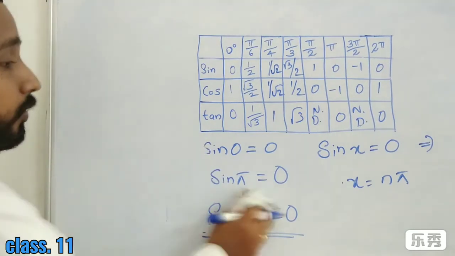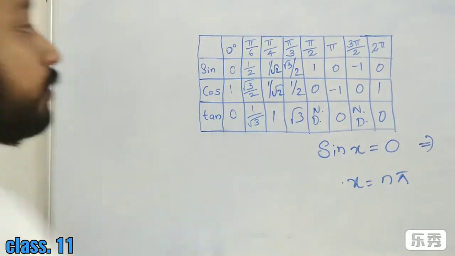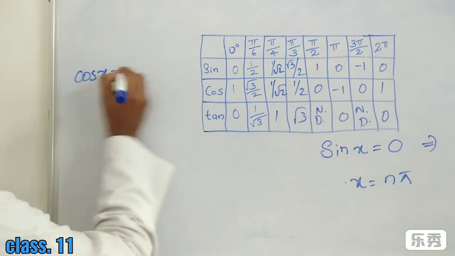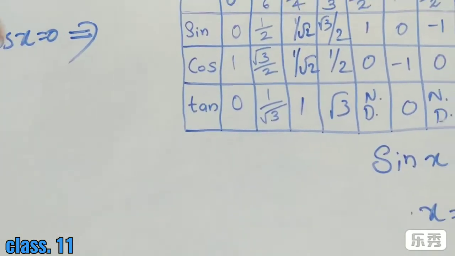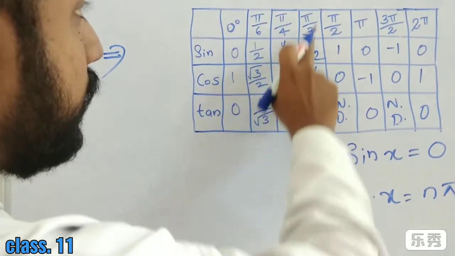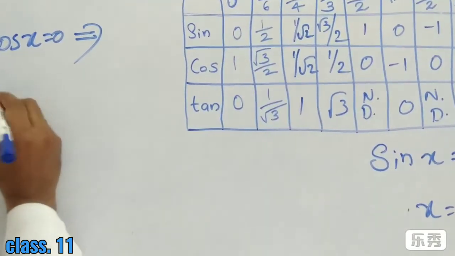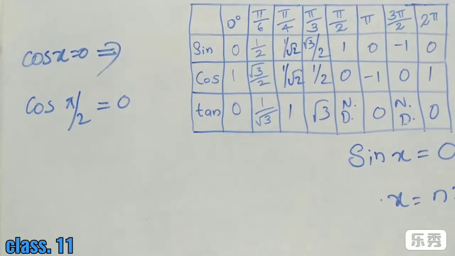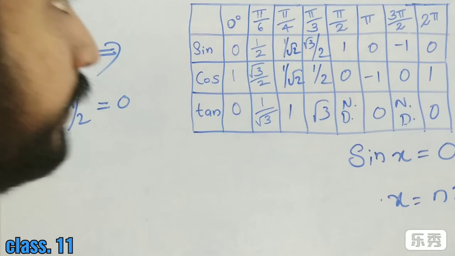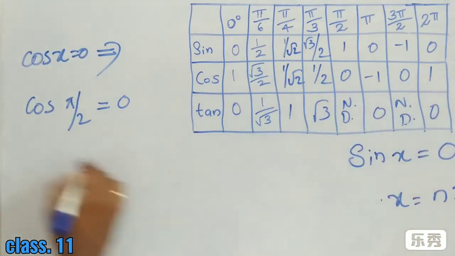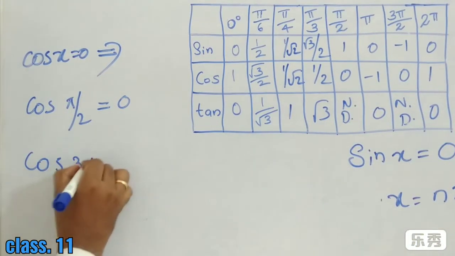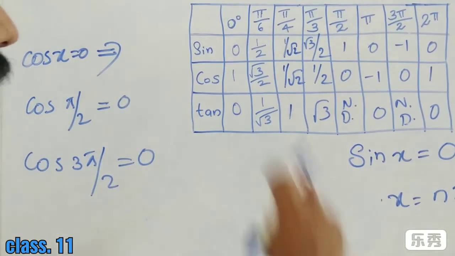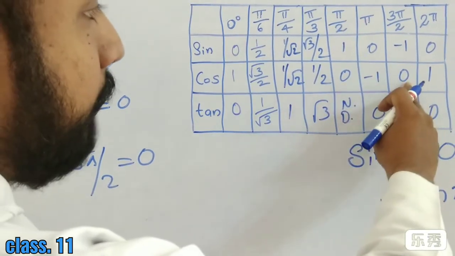Another thing is that we know cos 0 is 1. What about cos x equal to 0? When cos x is 0, here cos pi by 2 is 0. Cos pi by 2 is equal to 0. Then cos 3 pi by 2 is also equal to 0.